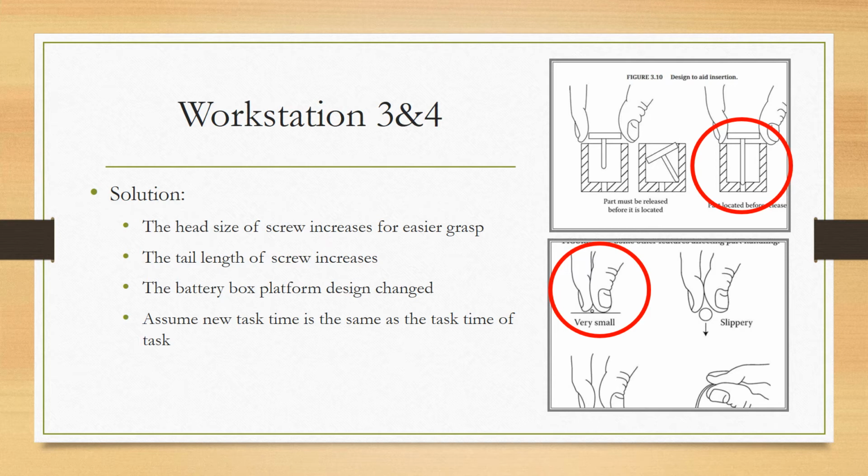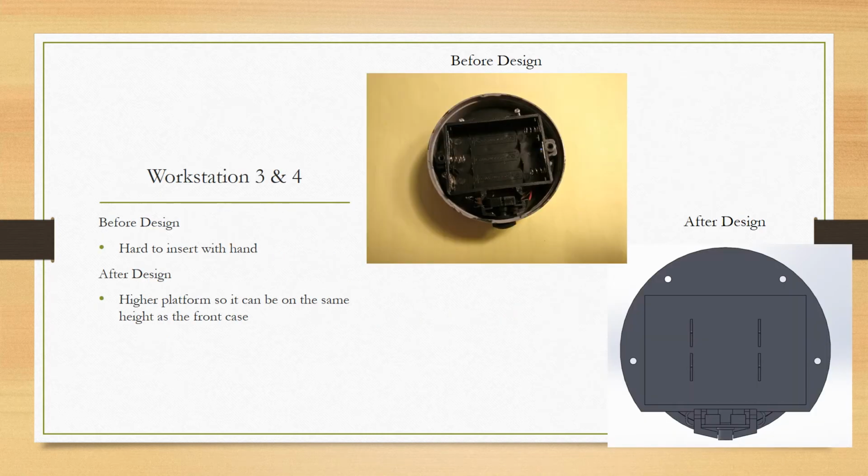According to the design for manufacturing principles, we want the part to be located before release. And the second principle is to address very small things that are hard to pick up. So our solution for workstations 3 and 4 is increasing the tail length of the screws and also increasing the head size of the screws for easier pickup. We use SolidWorks to demonstrate our new design.